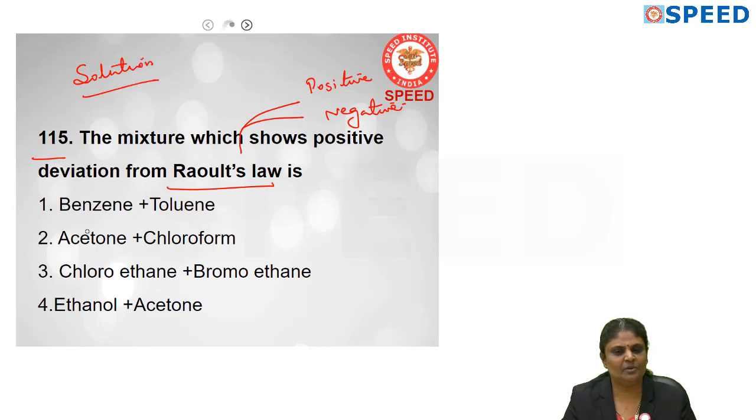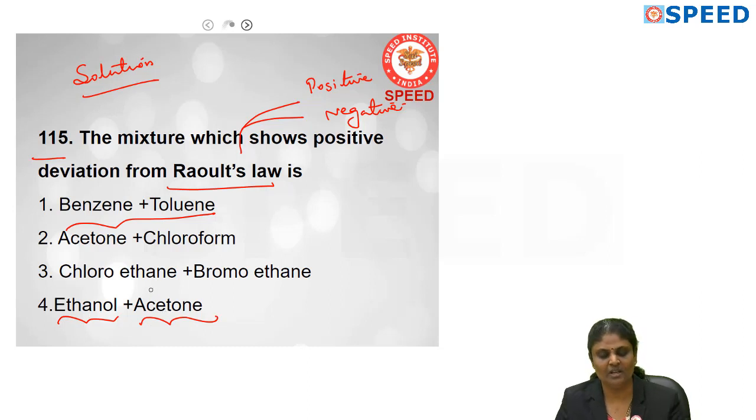Benzene plus toluene, both are aromatic. Acetone plus chloroform, one is a carbonyl compound, one is a haloalkane. Chloroethane and bromoethane, both are haloalkanes. And ethanol plus acetone, ethanol or absolute alcohol plus acetone. I think this is the mixture which shows positive deviation from Raoult's law.